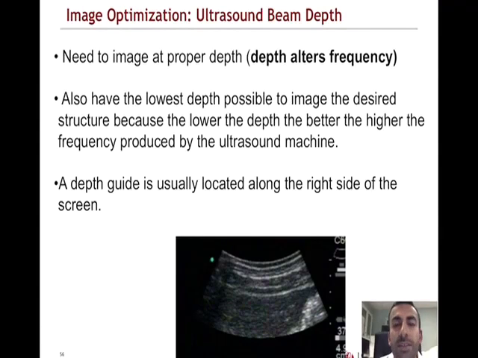Okay, so now moving into ultrasound beam depth. It's very, very important to make sure that you have the proper depth of the image of interest, since depth alters the frequency that the ultrasound probe emits, and your image quality will be dramatically impacted based on the depth of your image. So you should always keep the lowest depth possible of the desired structure, because lowering the depth allows you to have a higher frequency and therefore a better picture quality.